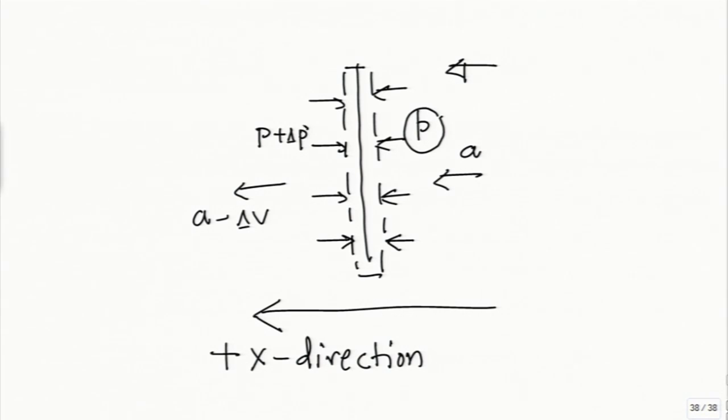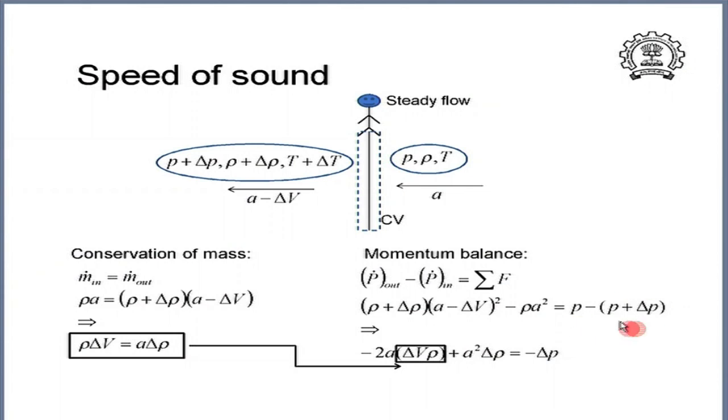When it comes to the force due to this P plus delta P on the other side of the control volume, that force will be acting in the negative x direction. So if I go back to my slide, the right hand side, which simply says the summation of forces, has been evaluated as P minus the whole thing in brackets P plus delta P. Again, you can open up these products, discard the terms which involve products of delta rho and delta v or even delta v squared, and if you simplify you will obtain an intermediate result which is at the right bottom.